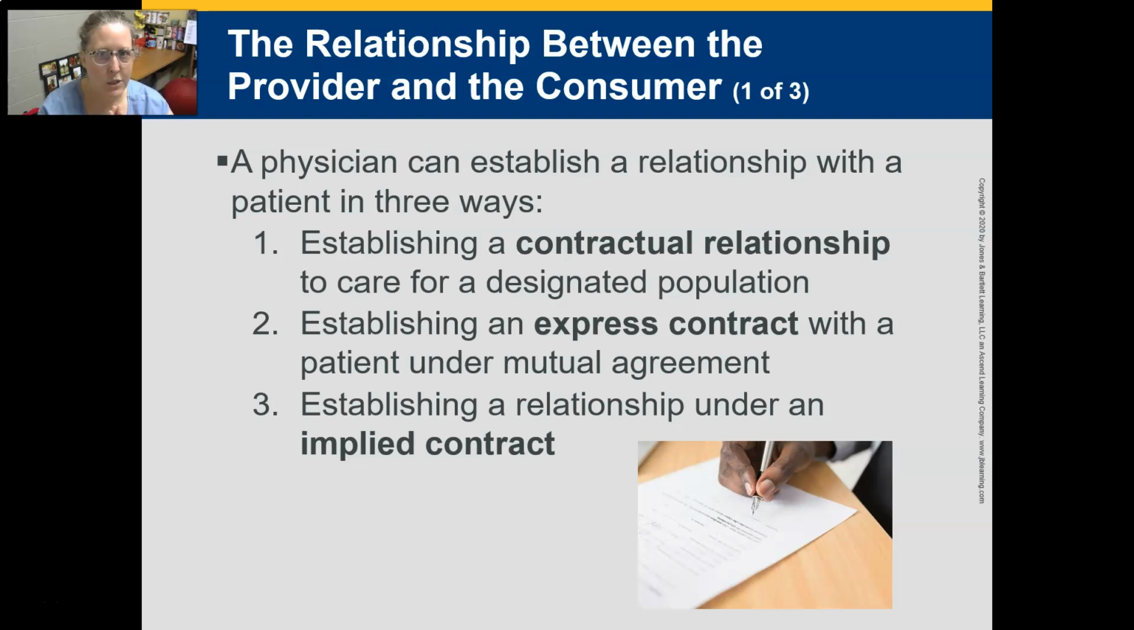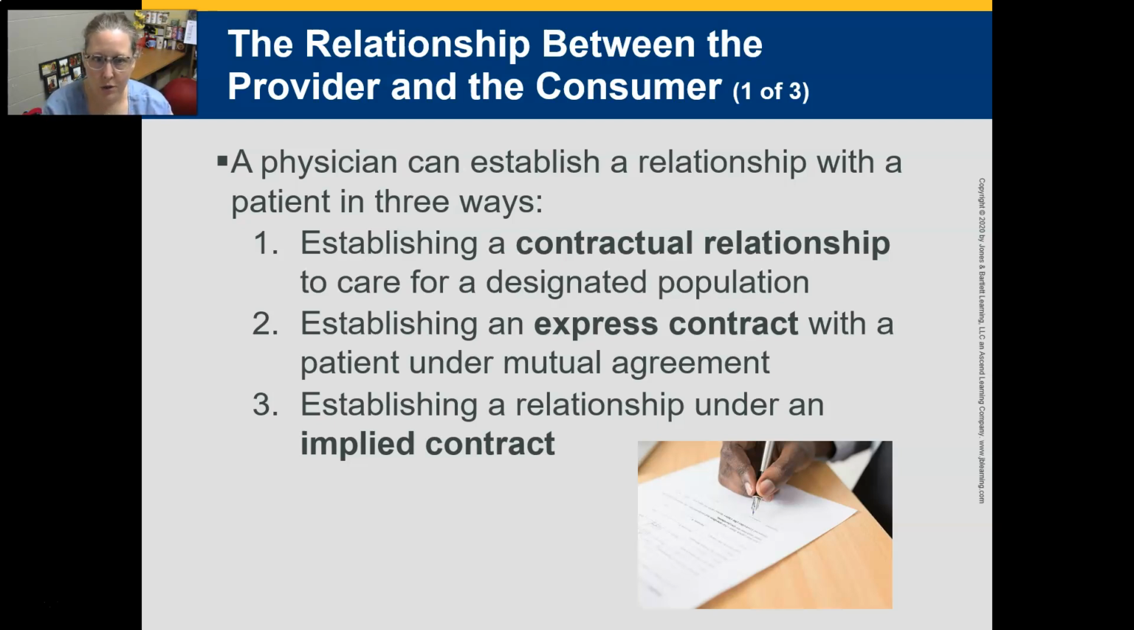Okay, so let's start with the relationship between the provider and the consumer, which is the patient. A physician can establish this relationship with a patient in three ways. First, establishing a contractual relationship to care for a designated population. That's usually the model of managed care. You sign up to care for this group of managed care employees, and so therefore there's a contract because you have a contract with the managed care organization.